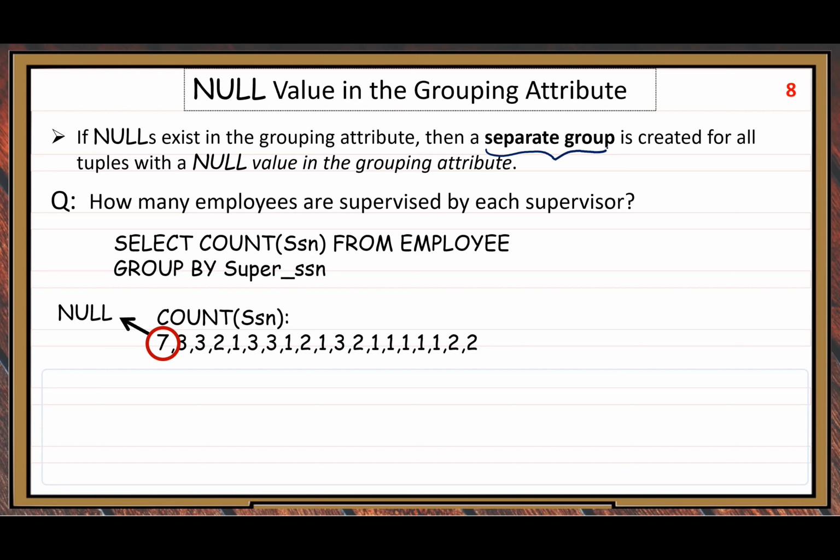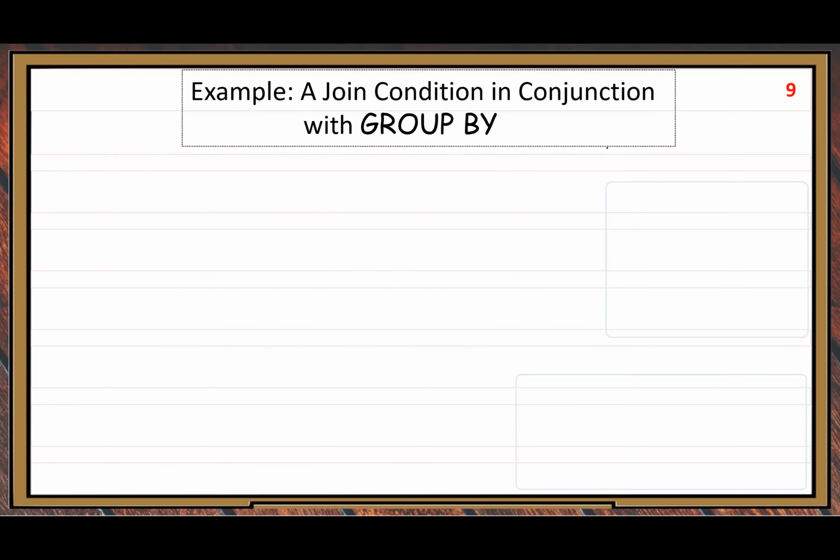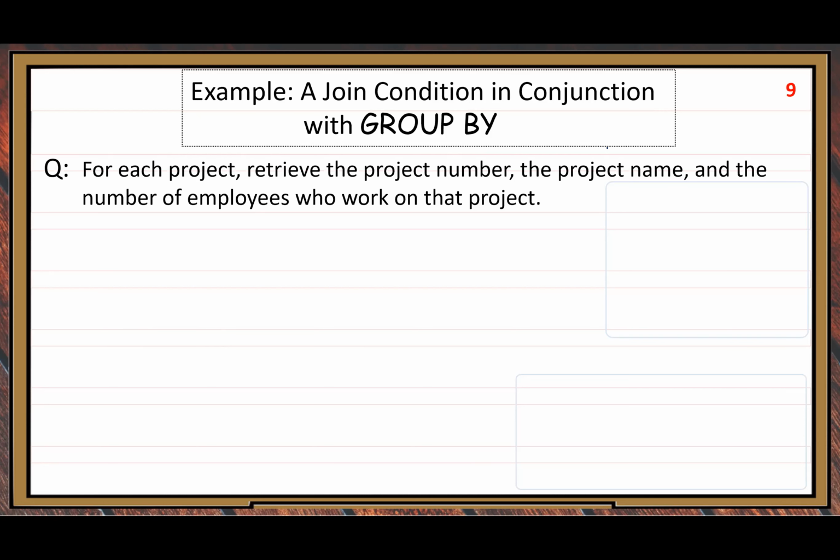Another example, join condition in conjunction with group by. Let me look at the time we have. All right, 2 minutes. That's enough for our last example today. Question. For each project, retrieve the project number, the project name, and the number of employees who work on that project.